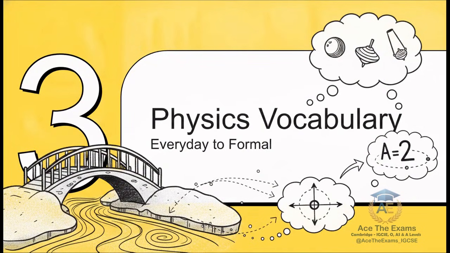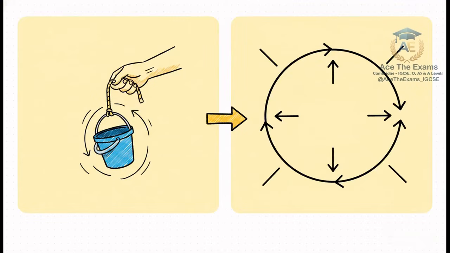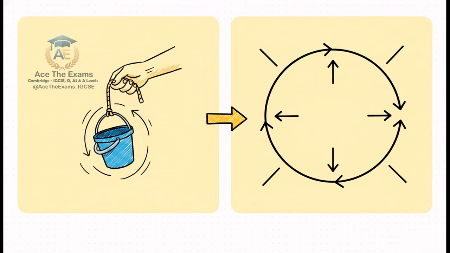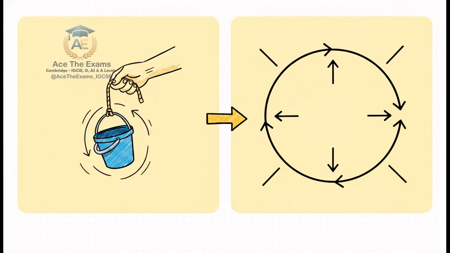All right, Section 3, bridging to physics vocabulary, taking it from the everyday to the formal. Notice the clear division we've mapped out here. On the left side, we start with everyday language and concrete examples, things you can actually see and feel. Imagine swinging a bucket of water on a rope around your head. You can feel the pull, right? You intuitively understand the speed.